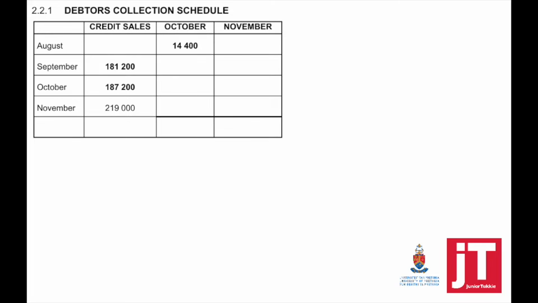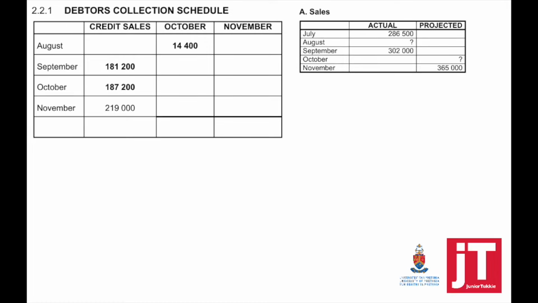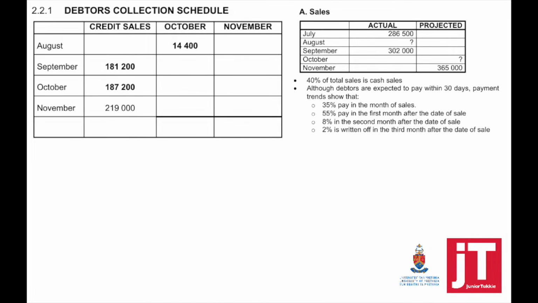So if we look at 2.2.1, the debtors collection schedule, it's asked a little bit different than the previous question. In this activity, they provided some figures to you on the answer booklet. Now, please remember, it says here the total sales. They provided the figures for July, September, and November. 40% of total sales is cash.